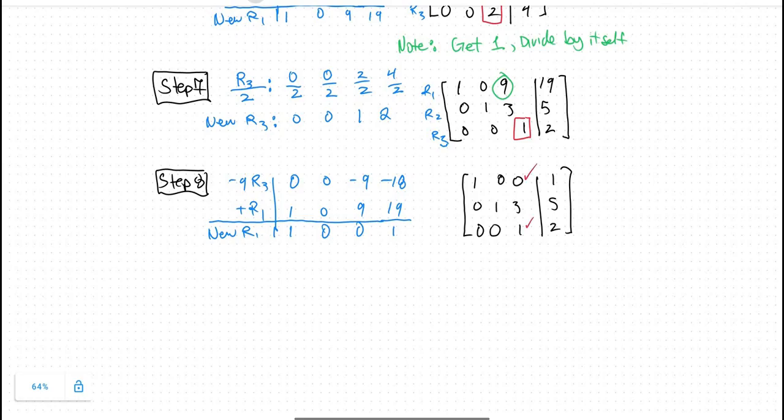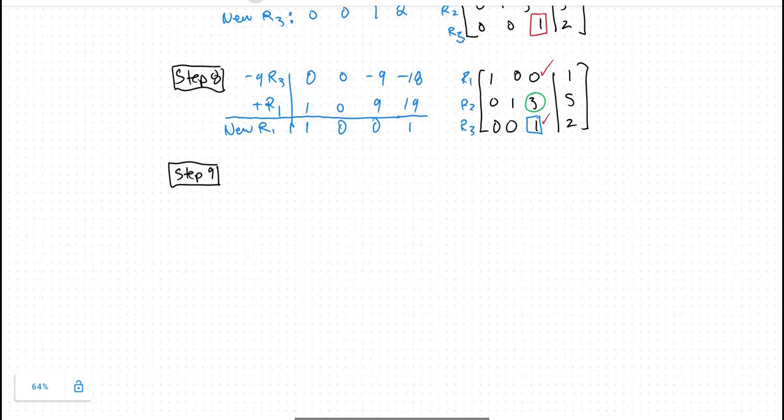We're good here. We're good here. Now it's this guy's turn. And you have to use that guy. And we're going to use the opposite. So negative 3. Row 3 plus row 2. That should do the job. So step 9. So if you notice, we're down to the last step because we said it was 9 steps. Opposite on row 3. So negative 3, row 3, plus row 2 is your new row 2.